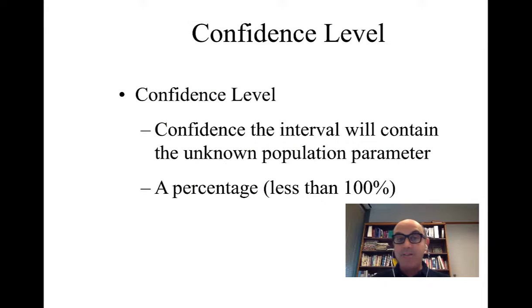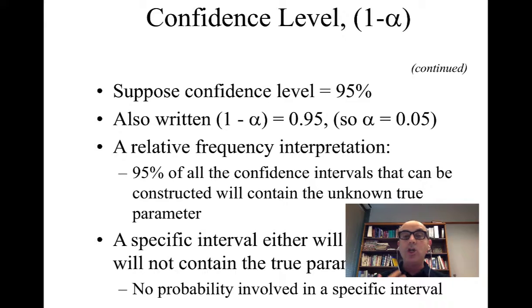What is a confidence level? The confidence level is the probability that the interval will contain the unknown population parameter, and it is usually presented as a percentage, and it is also usually less than 100%. Suppose the confidence level is 95%, also written as 1 minus alpha, which is 0.95, or alpha is 0.05.